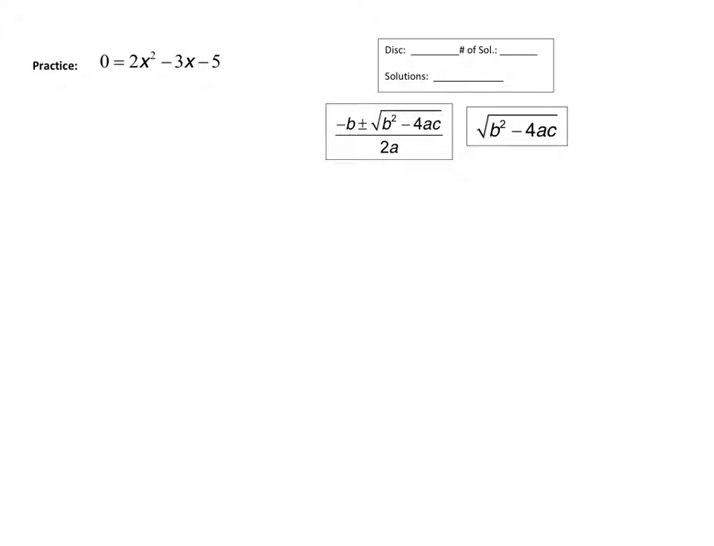All right, quick reminder about how to use the quadratic formula. You see the quadratic formula here that gives you the final answer. We talked about this part here. This is called the discriminant, which means it tells you information about the answer.